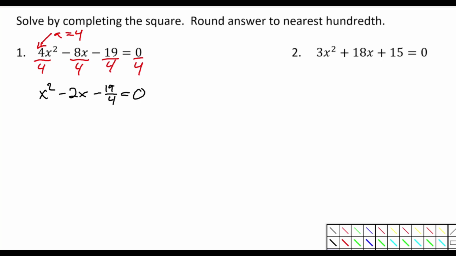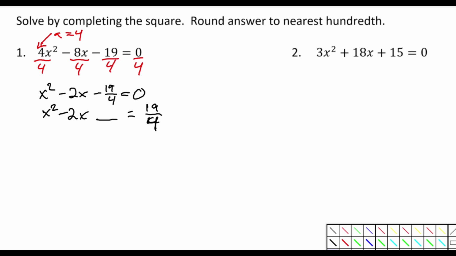All right, perfect. Now, this problem looks like yesterday, except we have a fraction there, but we'll deal with that one. So how do we do this? Let's make some space here. So x squared minus 2x, create some space, is equal to 19 over 4. And that's a 4, sorry.